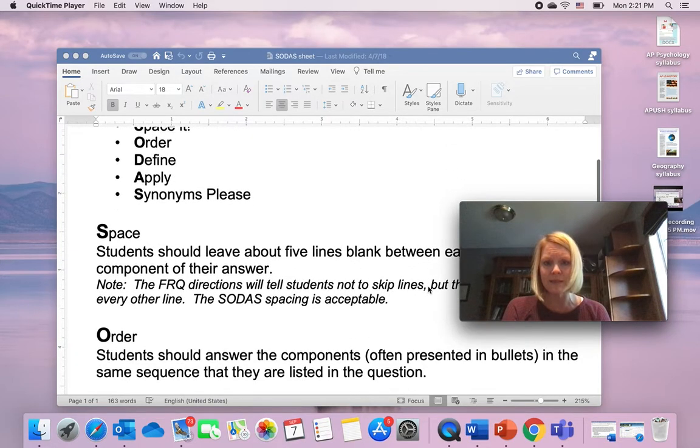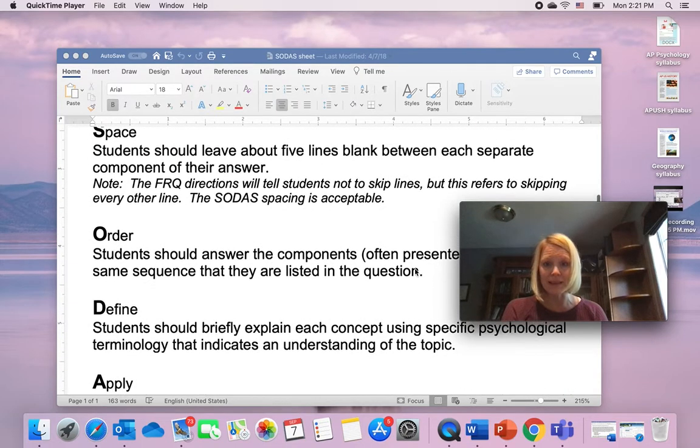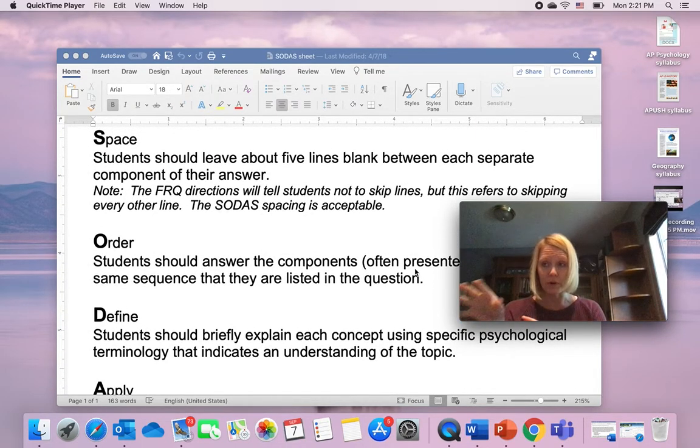So let's start with space. When we talk about space, literally we want you to leave some space in between the bullet points. And I'll show you an example of an FRQ here in a second. But when we talk about space, if you were typing it out, you would hit return a couple of times. I don't think you have to skip that much, but on Thursday you're going to be writing these out freehand, and so literally I want you to leave some space there, maybe 2 or 3 lines at least, just some white space.